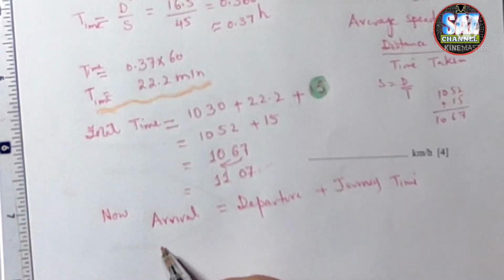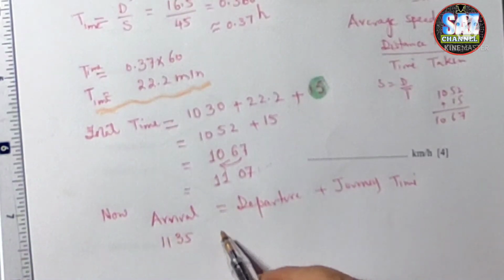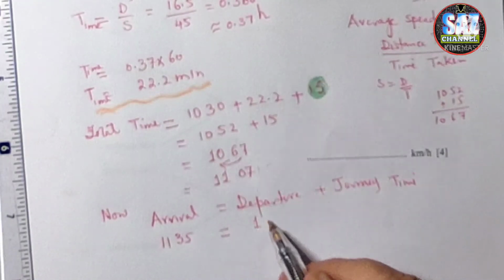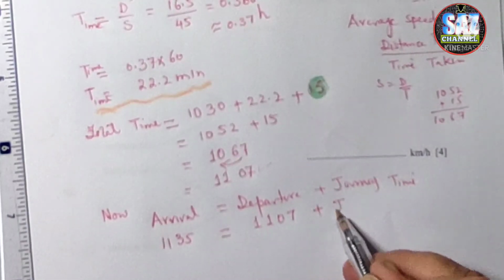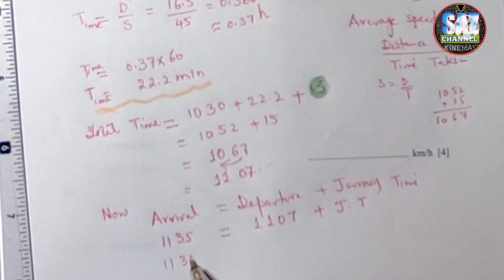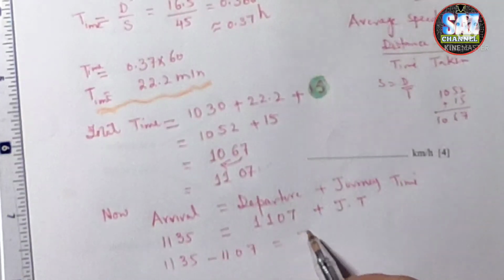Now 11:35 is the arrival back at the point P. Departure has to be 11:07, and the journey time we do not know. So 11:35 minus 11:07 equals the journey time.